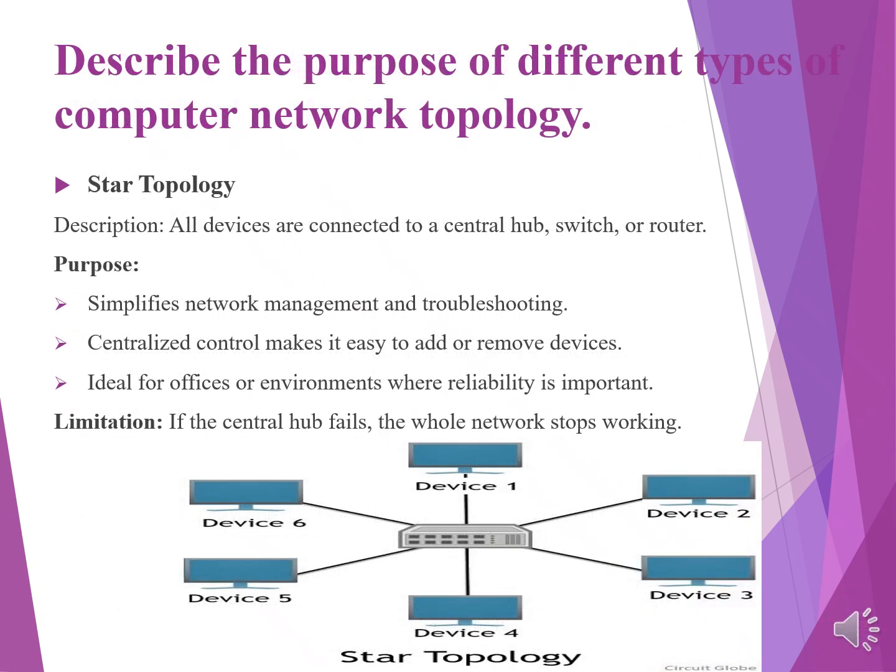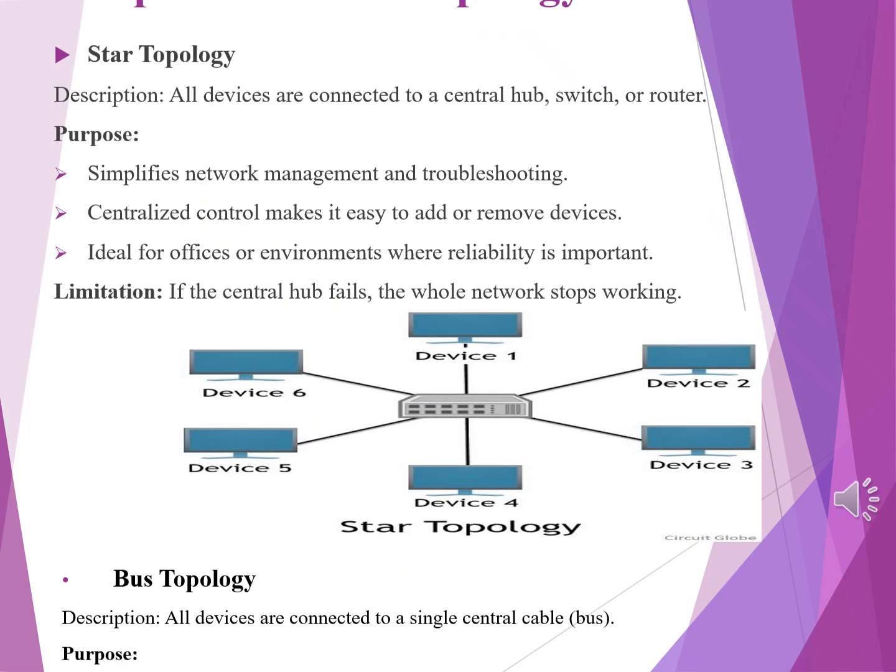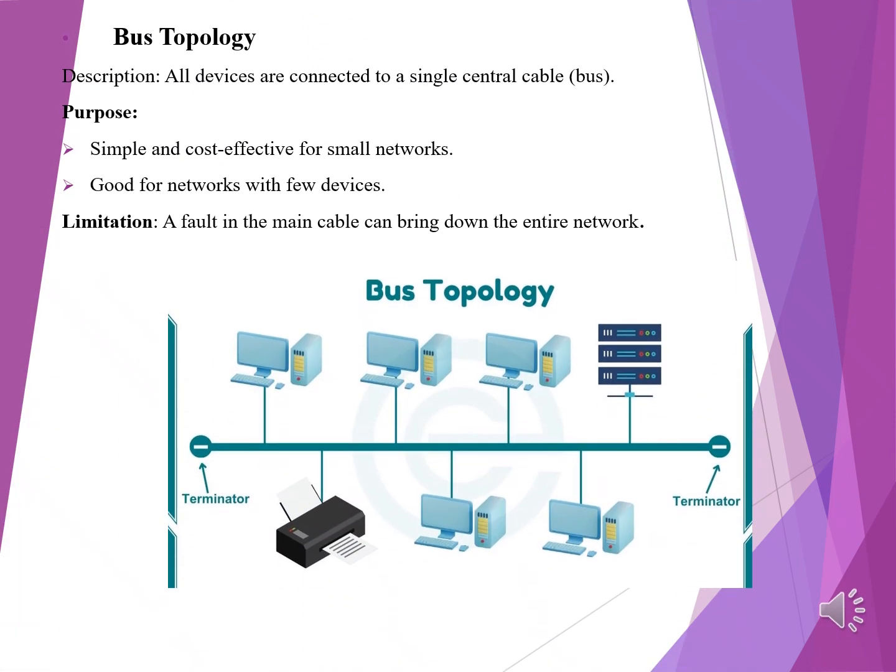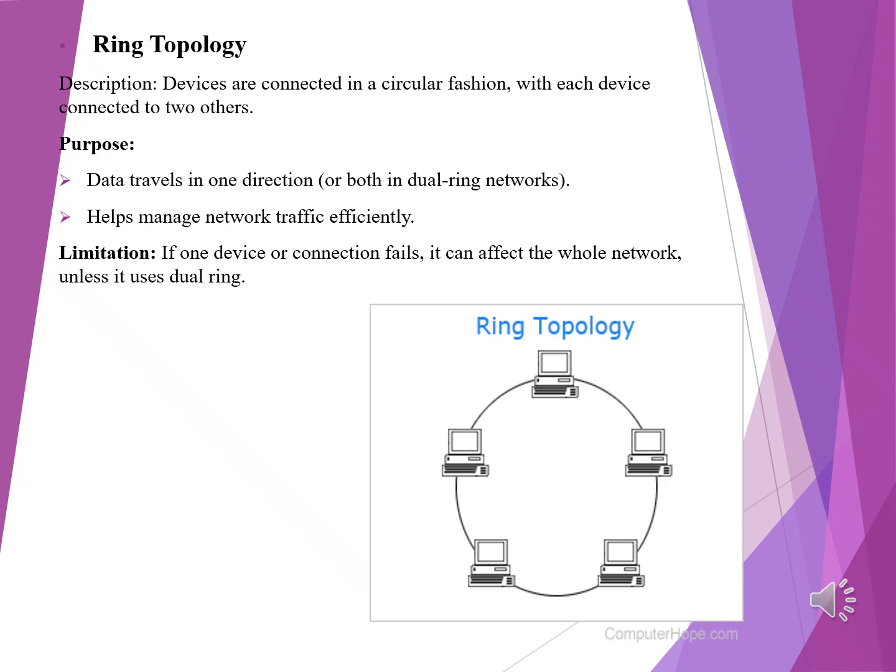Network topologies. First one is star. In star topology, all devices connect to a central device. Second one is bus topology. Bus topology uses a single cable to connect devices. Third one is ring topology. Ring topology connects devices in a circular path.